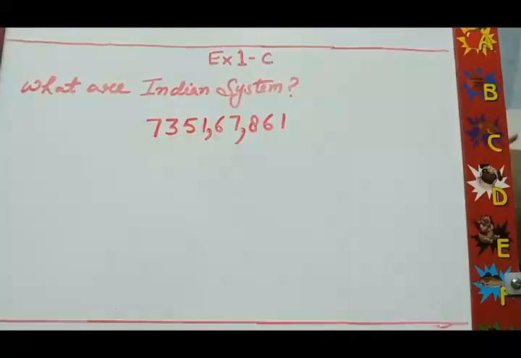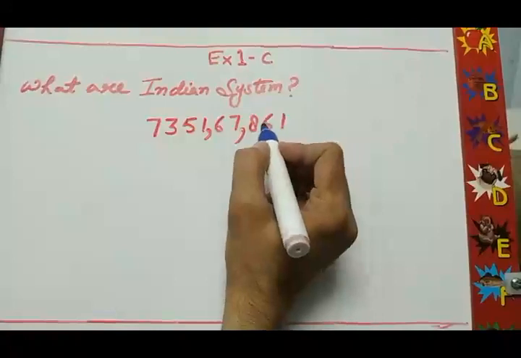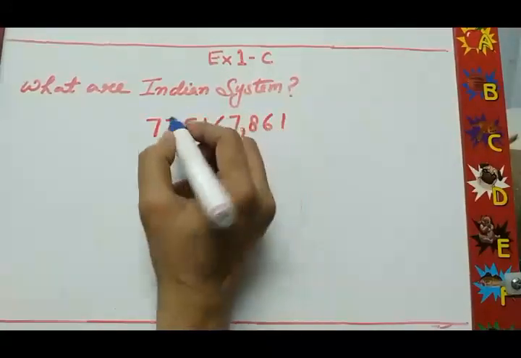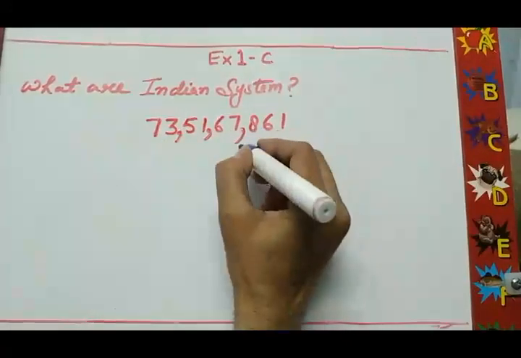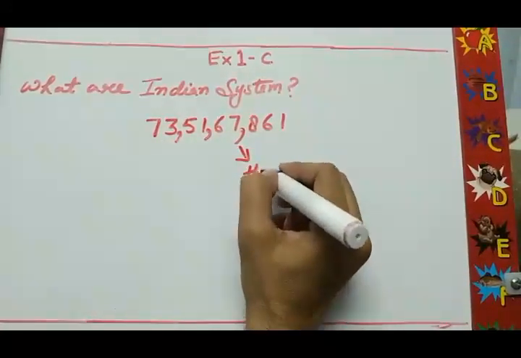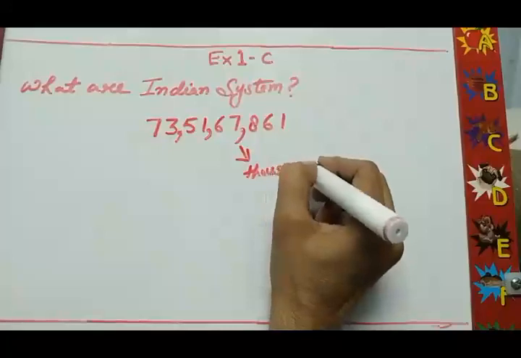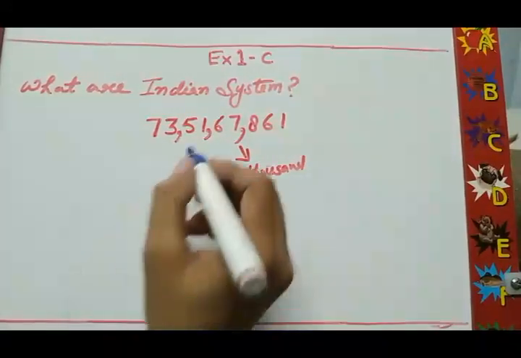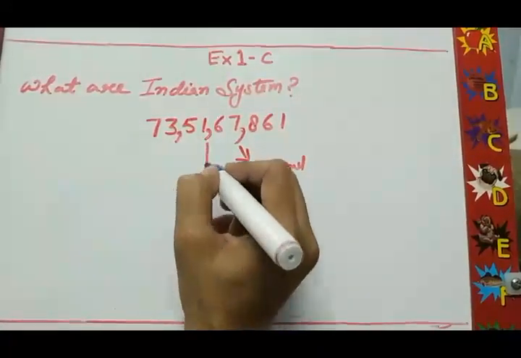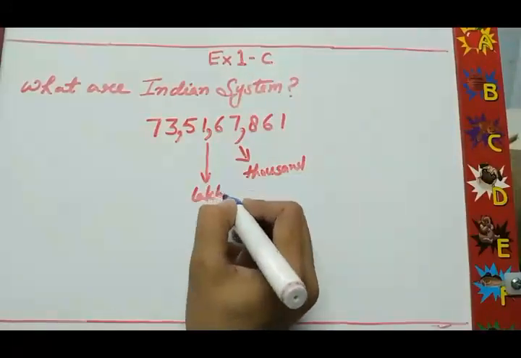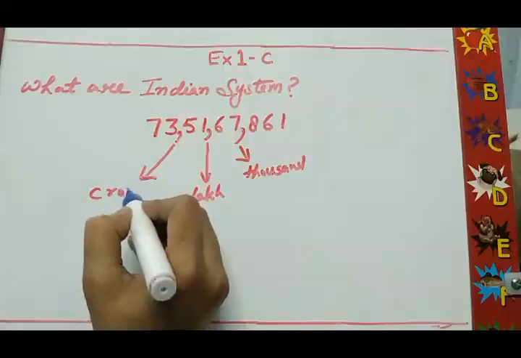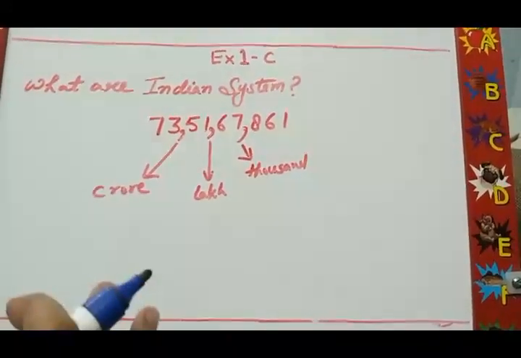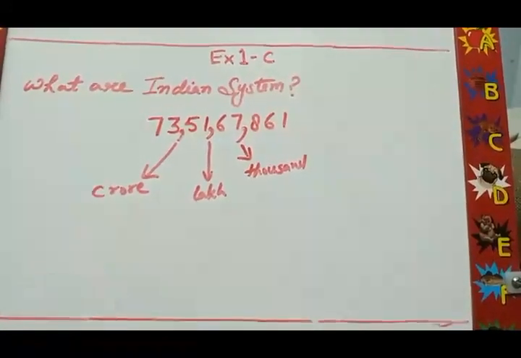Now moving on, the third comma we will put after 7 digits from the right hand side. 1 2 3 4 5 6 7 means here. Now the first comma in the Indian system is known as thousand, the second comma from the right hand side is known as lakh, whereas the third comma from the right hand side is known as crore. Now we will write this numerical value in words.